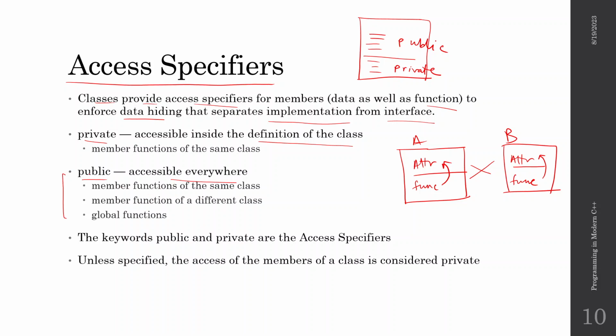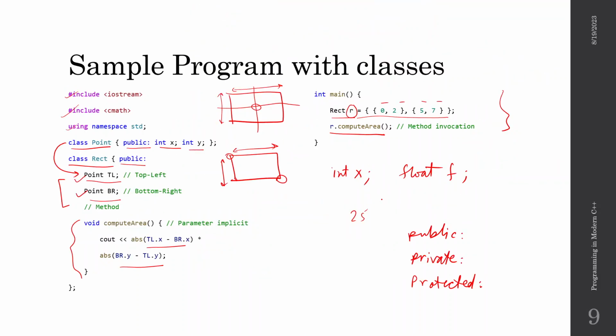Now, public attributes are also accessible from global functions. Unless otherwise specified, the access of members of a class is considered private. So in the previous example, you saw that I defined the class and then I wrote public colon, and then the attributes. If this public was not written, like if I just wrote class point, then by default x and y will be private. Unless otherwise specified, all the data members are private.